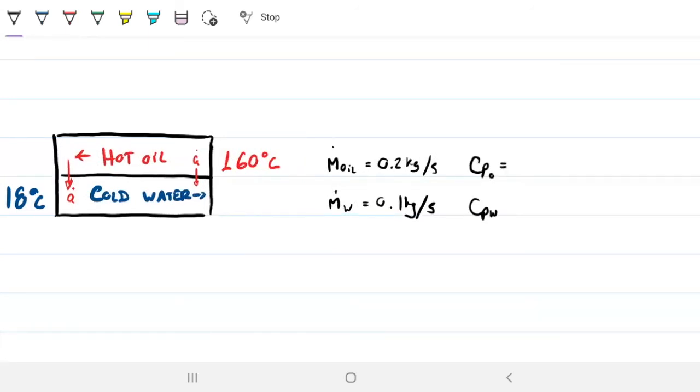Specific heat for oil was given as 2200 joules per kilogram Kelvin. And for water, it was given as 4180 joules per kilogram per Kelvin.